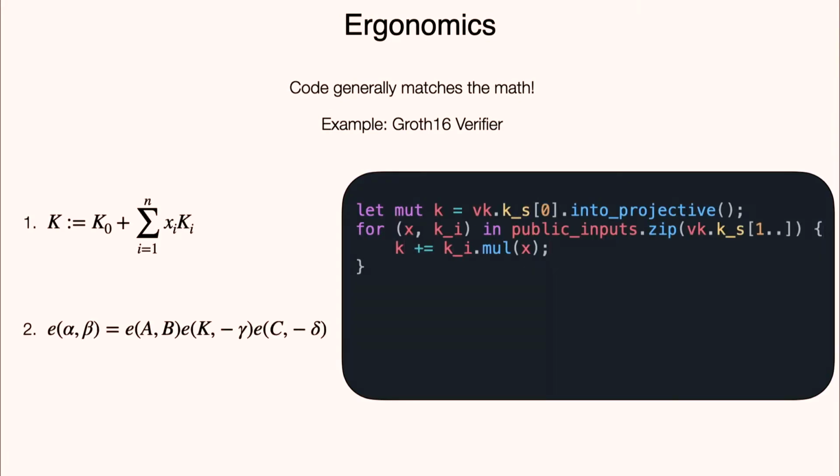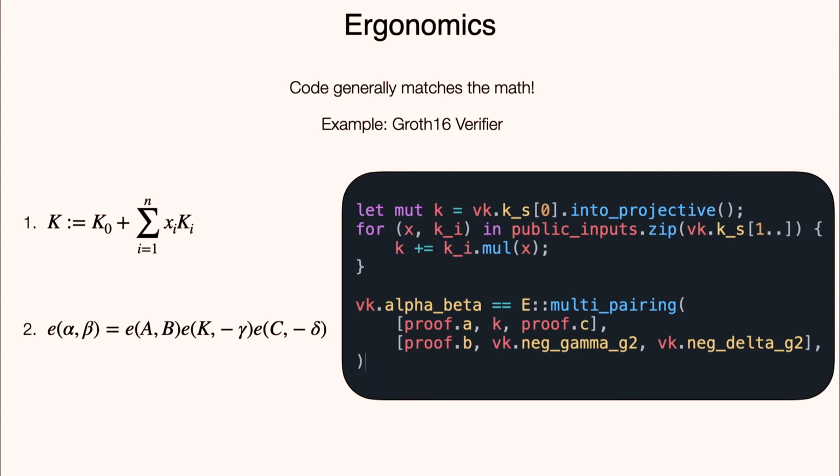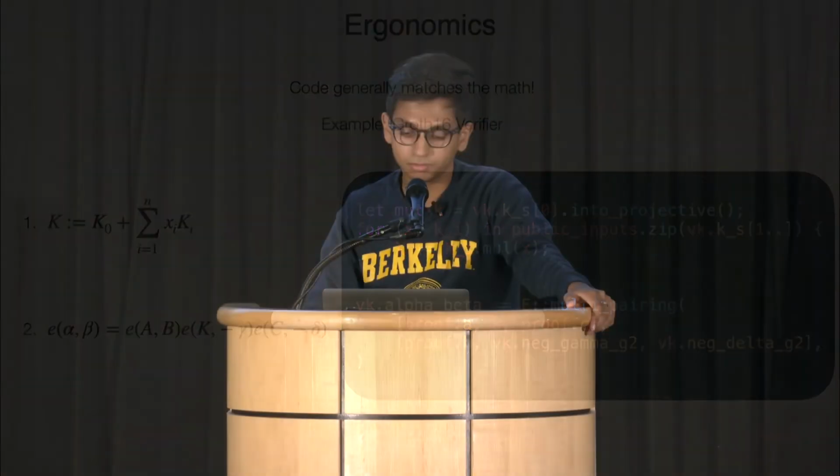The point was that, again, we have an implementation which matches the math very closely, which allows you, if there is a bug or if somebody is auditing your code base, to just refer to the paper and refer to the code and match those up very easily.